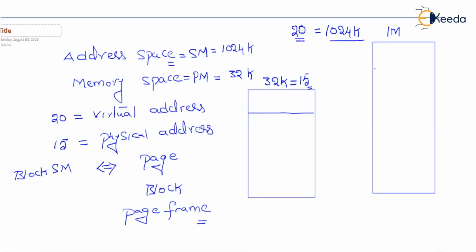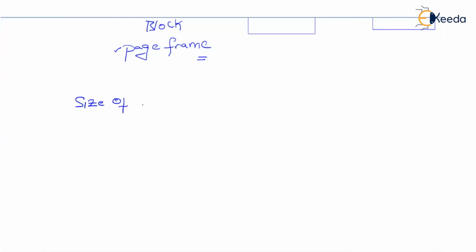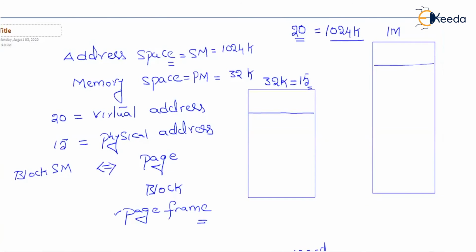Okay. Now here, let us define. Before you understand a page frame, let us define the size of a page. Size of the page, I'm taking that page is equal to 1K. That is equal to 1024 words. Okay. Now, you know that the size of the page is equal to 1K. If it is equal to 1K, there are a total of 1024 pages.